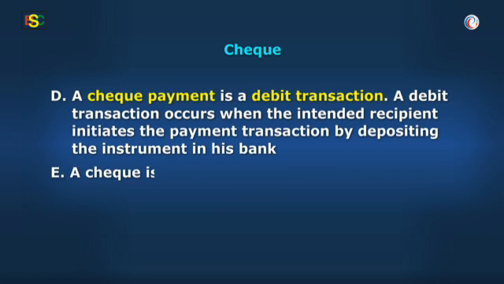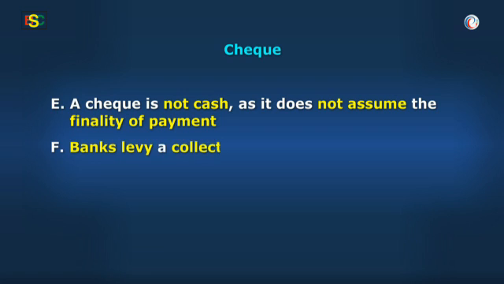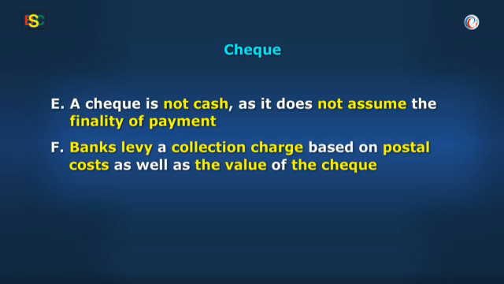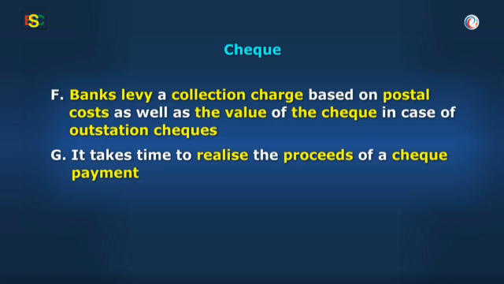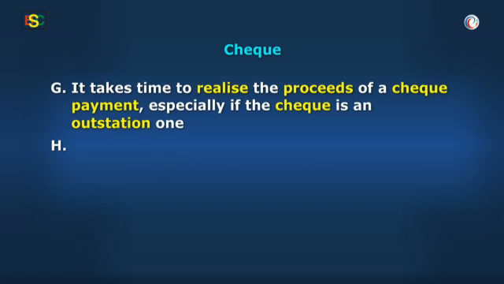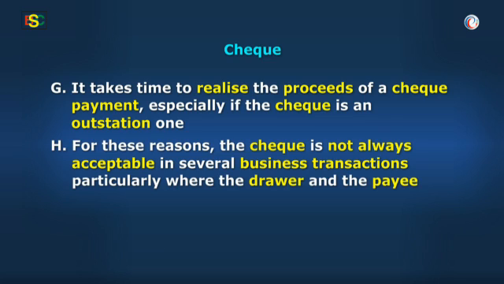E. A check is not cash, as it does not assume the finality of payment. F. Banks levy a collection charge based on postal costs as well as the value of the check in case of outstation checks. G. It takes time to realize the proceeds of a check payment, especially if the check is an outstation one. H. For these reasons, the check is not always acceptable in several business transactions, particularly where the drawer and the payee are not known.